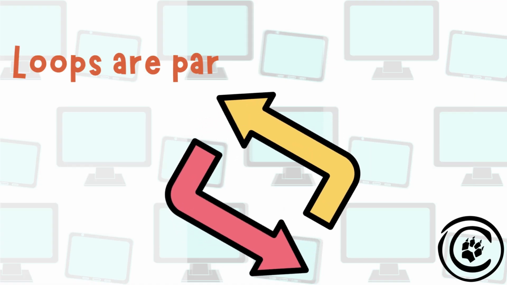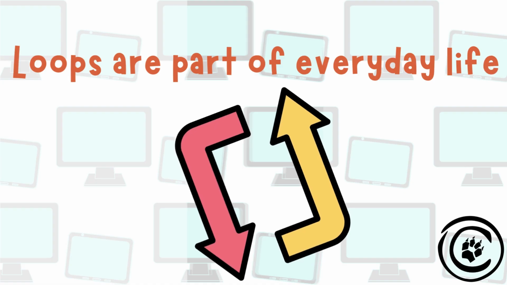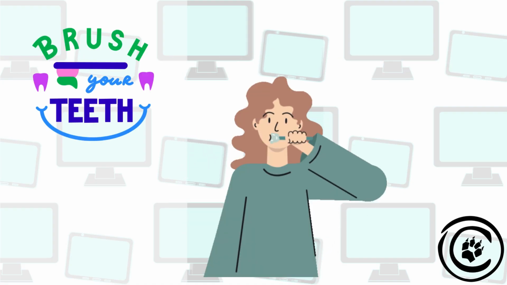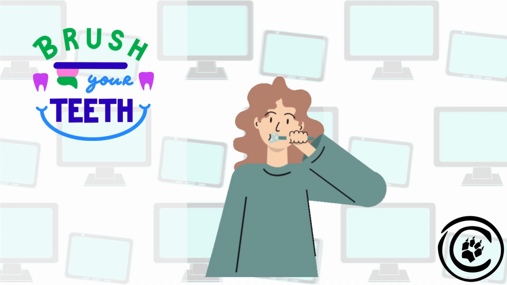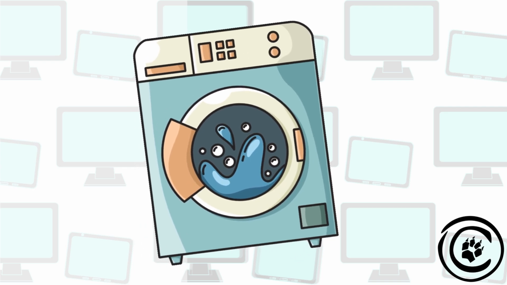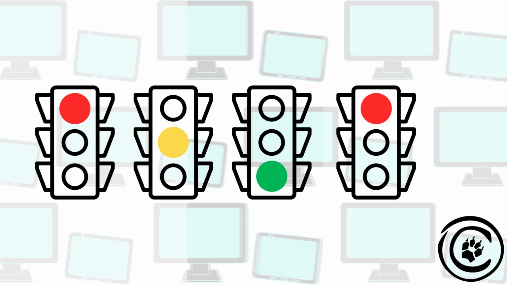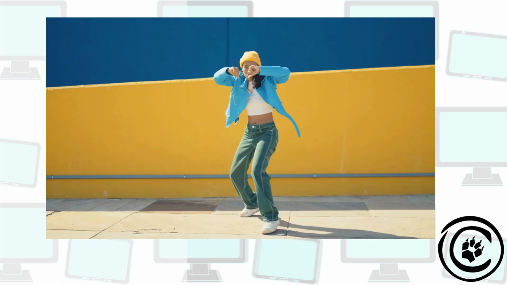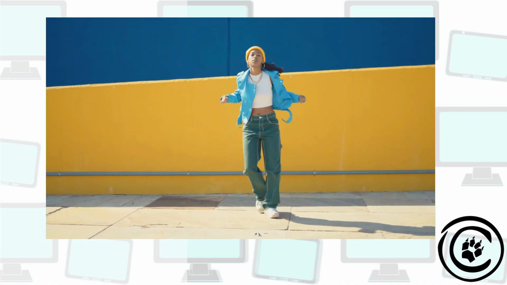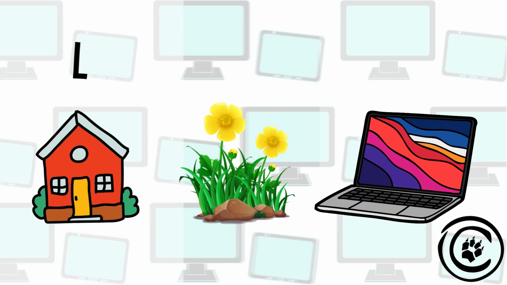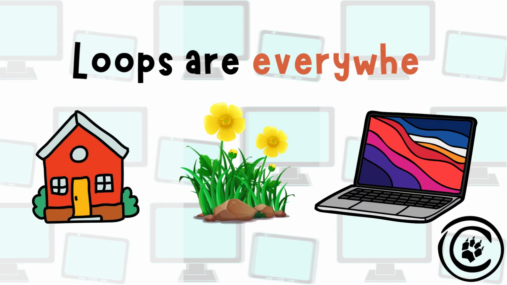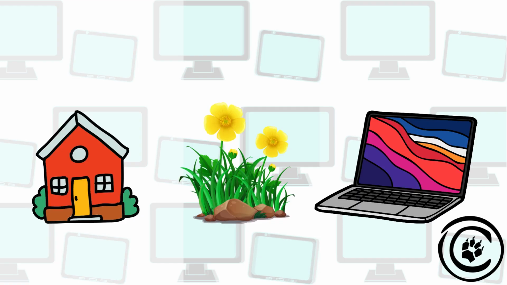Loops are part of everyday life. Here are a few real-world examples. Brushing your teeth. You brush up, down, left, right, and repeat. Washing socks. You put them in, wash, rinse, spin, and it starts again. Traffic lights. Red, yellow, green, and then back to red. Dancing to music. You repeat the same dance steps in a loop. See, loops are everywhere, at home, in nature, and especially in how computers think.